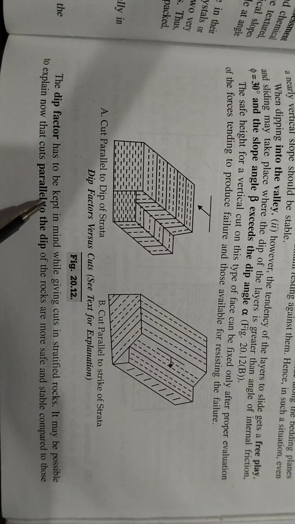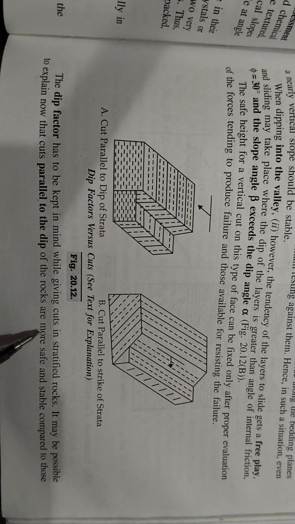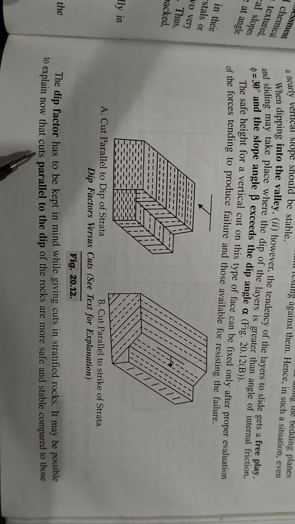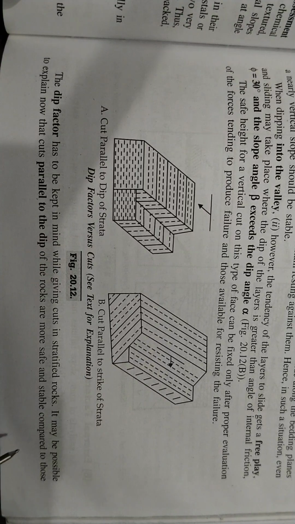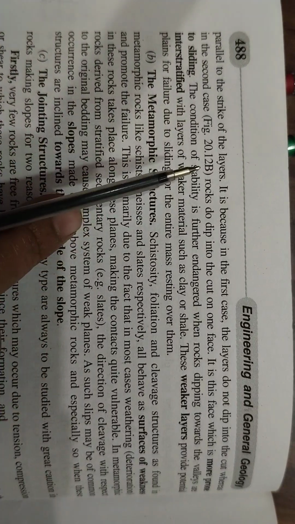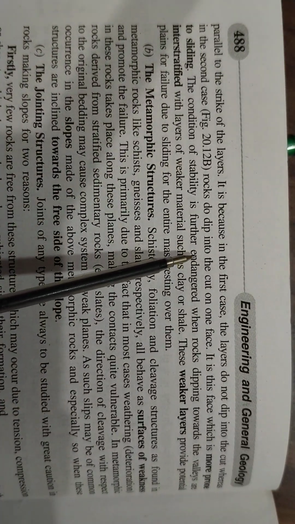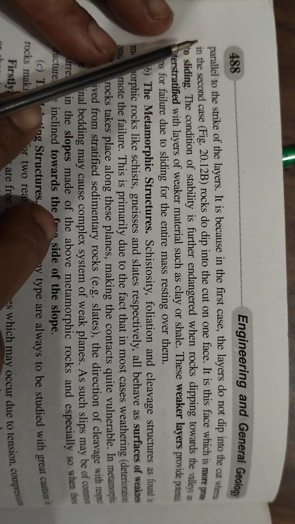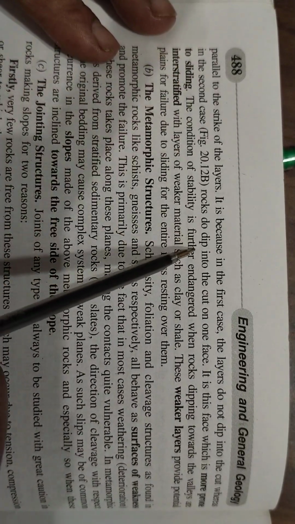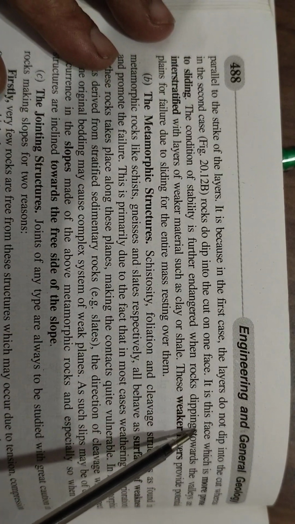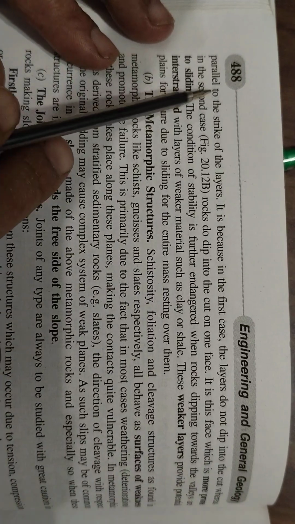So the dip factor has to be kept in mind while giving cuts in stratified rock. It may be possible to explain now that cuts parallel to the dip of the rocks are more safe and stable compared to those parallel to the strikes of the layers. It is because in the first case the layers do not dip into the cut, whereas in the second case rocks do dip into the cut on one face. It is this face which is more prone to sliding.